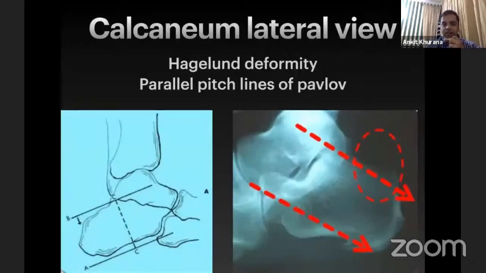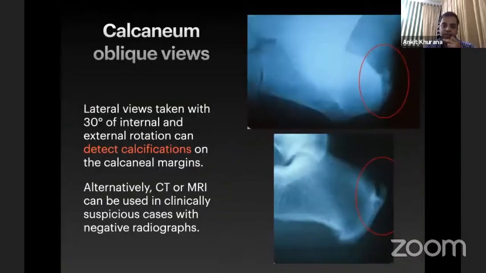On assessing the lateral view of the calcaneum, one should look for parallel pitch lines of Pavlov, and any part of the calcaneum that is above these Pavlov pitch lines is a Haglund deformity. And when doing a removal of this exostosis of the calcaneum, one should see that any part of bone that is left above the Pavlov parallel line should be removed. Calcaneum oblique views are done to assess for traction spurs.